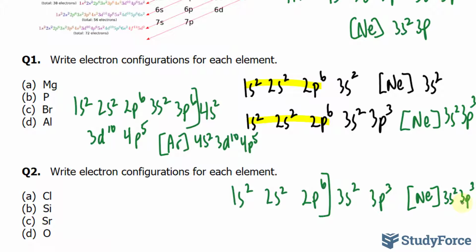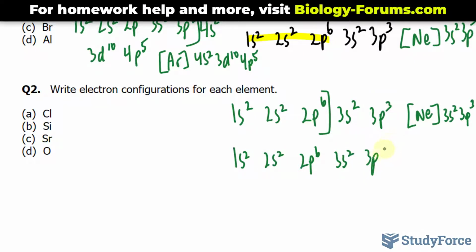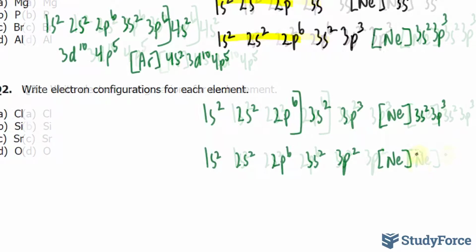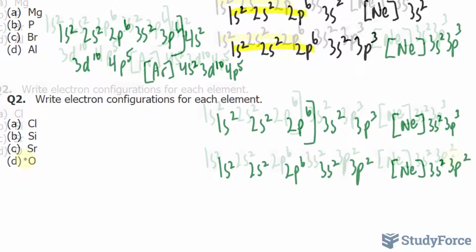Now let's do Si. Si represents silicon, and silicon has an atomic number of 14, which means that it has 14 electrons. 1s2, 2s2, 2p6, 3s2 followed by 3p2. And the shortened version will be Ne, 3s2, 3p2.